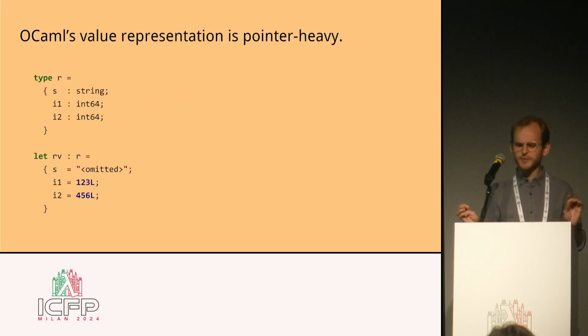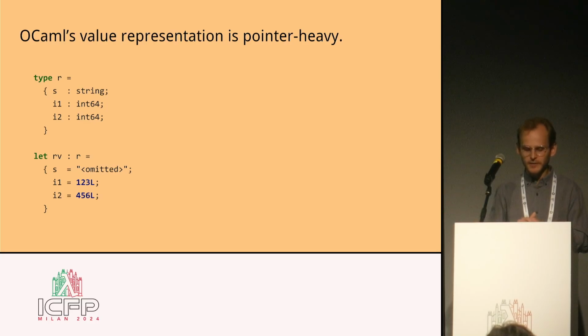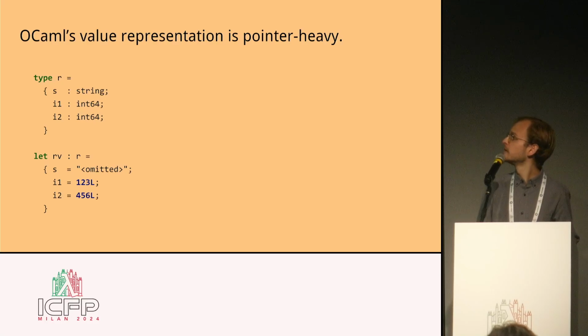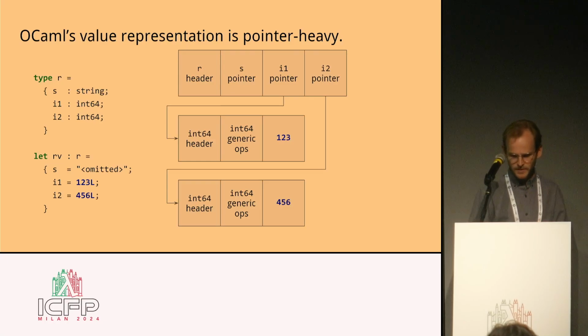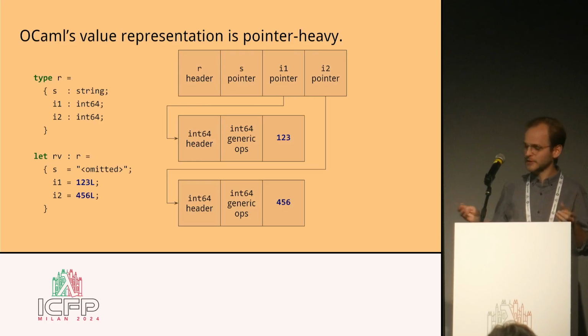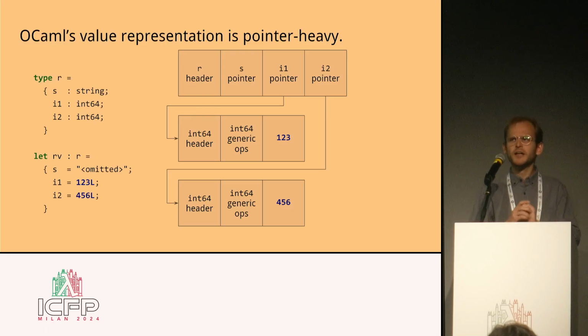Before I get into the rest of this talk, I'm going to walk through a quick example of the runtime representation of an OCaml value. I think many people are familiar with this already, but I think it'll still be useful to walk through. So this record R here is a record of 3 fields, 2 of which are 64-bit integers. And here's a schematic of how this is actually laid out at runtime.